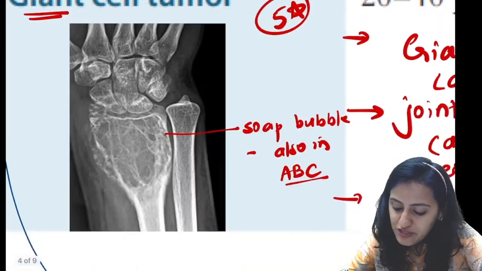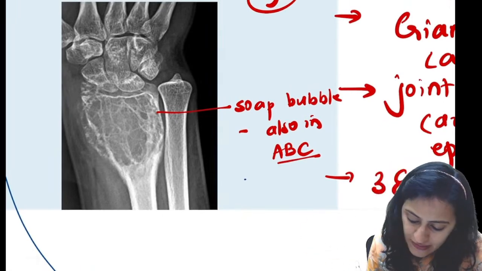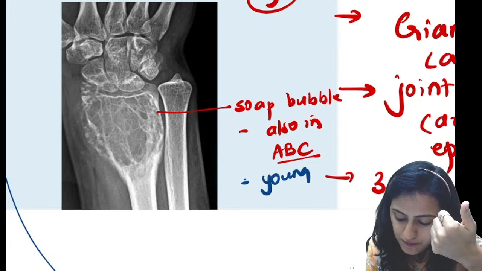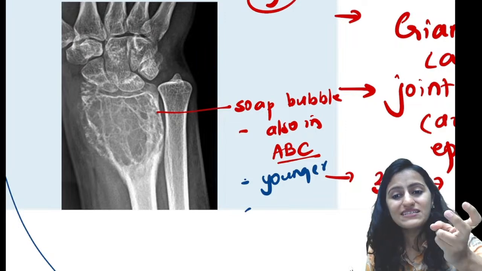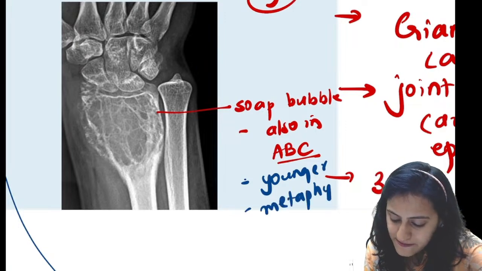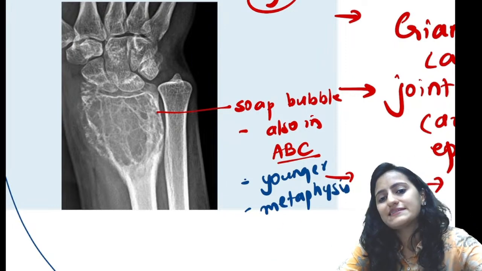So how do we differentiate the two? ABC is the opposite of GCT. GCT occurs in the older age group, whereas ABC is in the younger age group, that is before the fusion, the immature skeleton. GCT is in the epiphysis. This one is in the metaphysis. So that is how we differentiate ABC from a giant cell tumor.